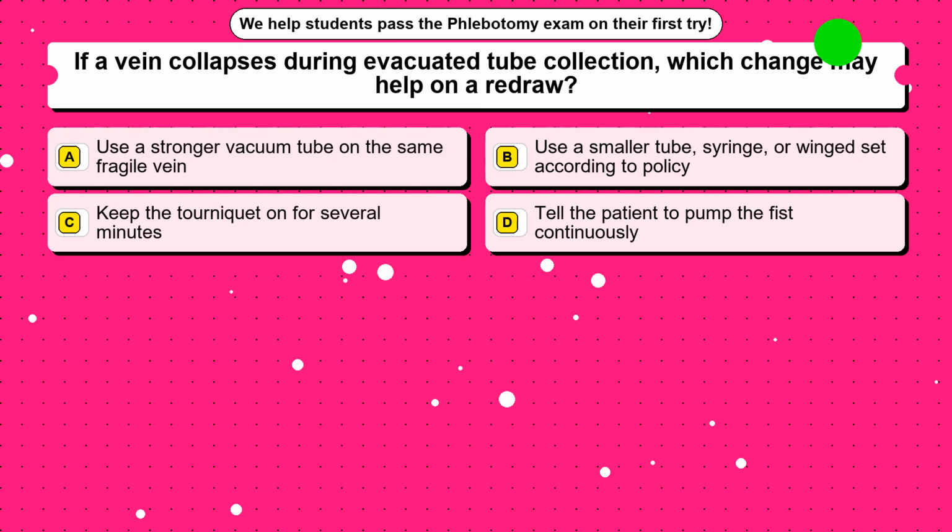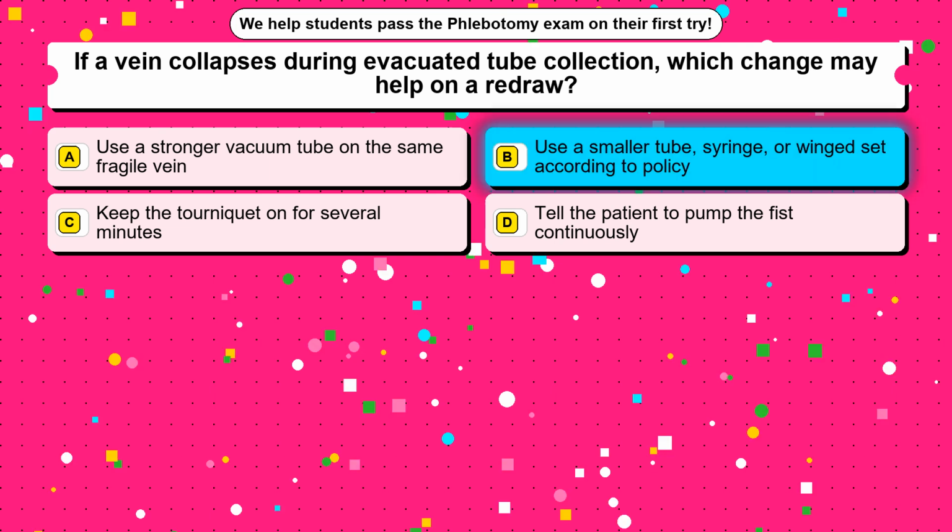Question 38. If a vein collapses during evacuated tube collection, which change may help on a redraw? Option A. Use a stronger vacuum tube on the same fragile vein. Option B. Use a smaller tube, syringe, or winged set according to policy. Option C. Keep the tourniquet on for several minutes. Option D. Tell the patient to pump the fist continuously.